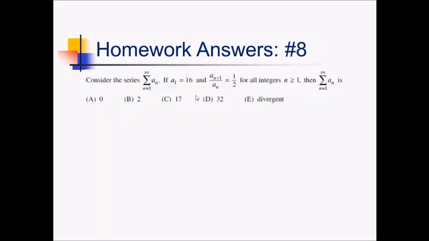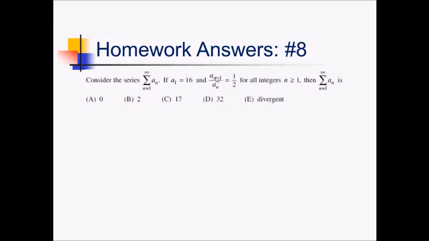On this problem, we're asked to consider this infinite series with an initial value of 16, and a sub n plus 1 over a sub n equals 1/2. They want the sum of the series. Well, when they're asking for the sum of a series that's infinite, that's a big tip-off that it's probably a geometric series, and in fact, this a over a business is talking about the common ratio.